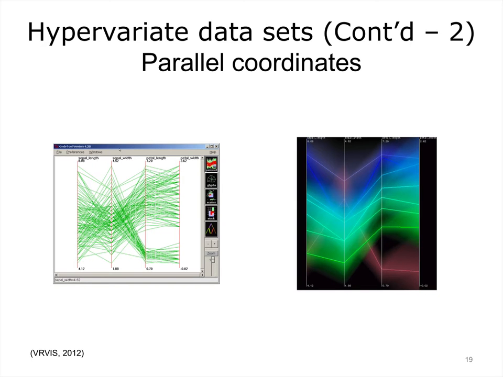Parallel coordinates is another visually compelling way to represent hypervariate data. Similarly to star plots, here each variable receives its own axis as well. However, instead of radiating from a central point, they are shown as parallel lines. Here are some examples of parallel coordinates.